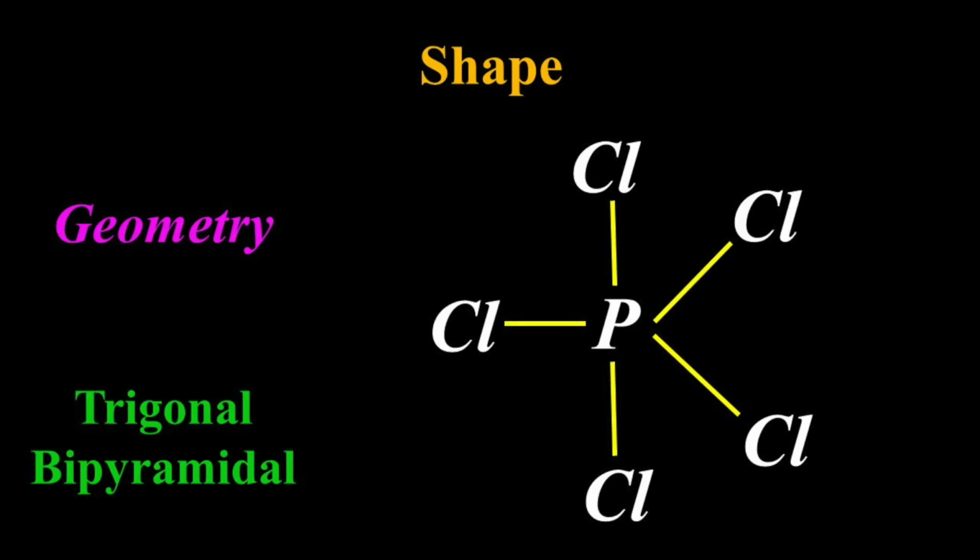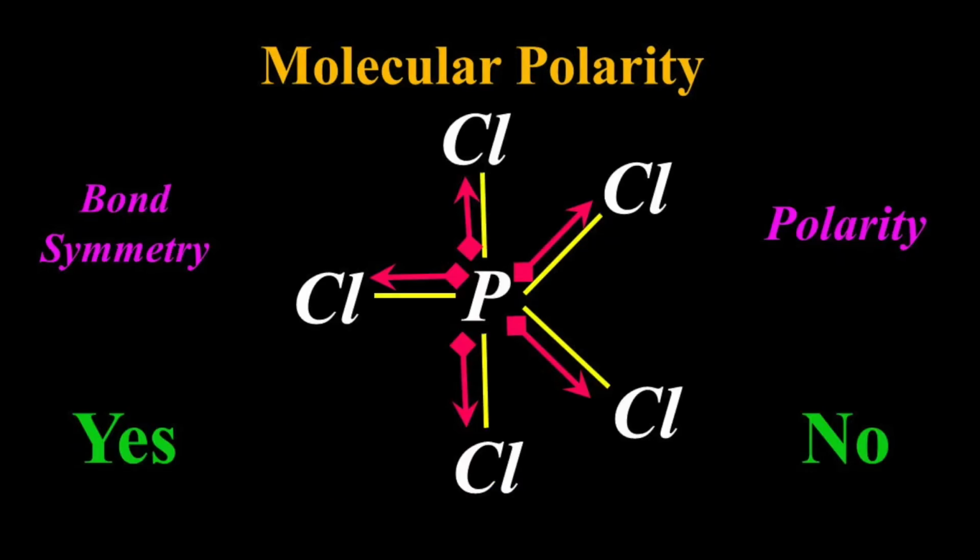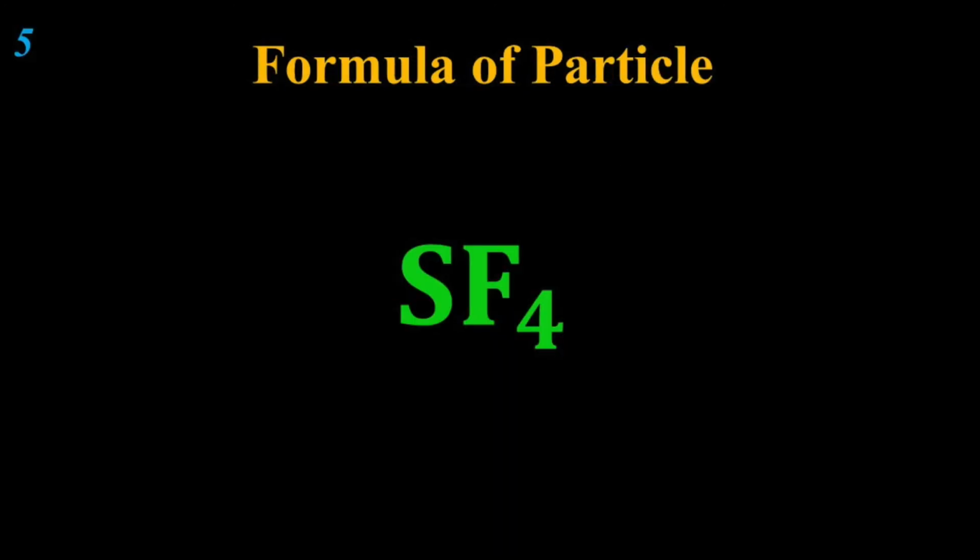And if we put in the dipoles, we'll have the bond cloud shifting towards chlorine, and they are all, we have bond symmetry, absolutely, and we have no polarity. It is a non-polar molecule.